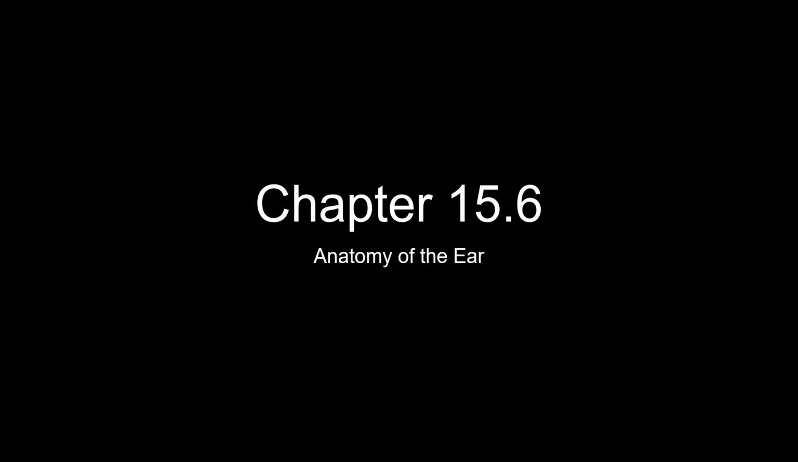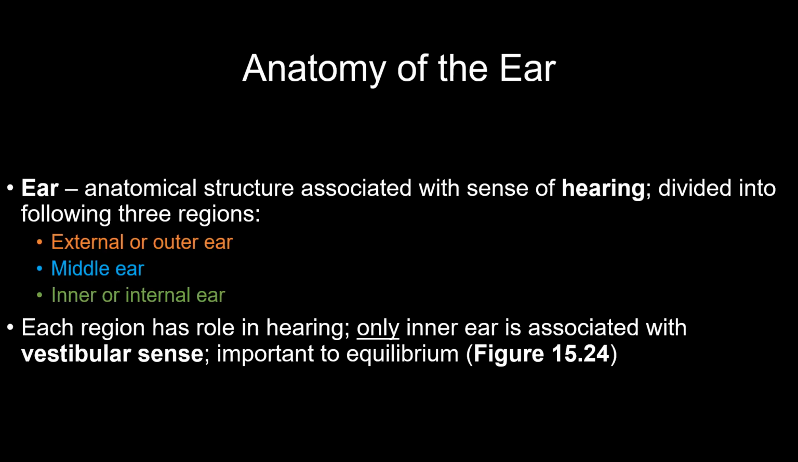So let's start with the anatomy of the ear. The ear is actually structured into three specific regions: the outer ear, the middle ear, and the inner ear. All three of these regions participate in our sense of hearing, but only part of the inner ear is going to provide for that vestibular sensation, that equilibrium sensation. While this module focuses on the anatomy of all these structures, we're going to limit function as of right now to hearing.